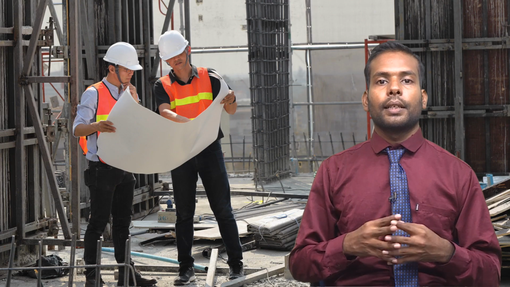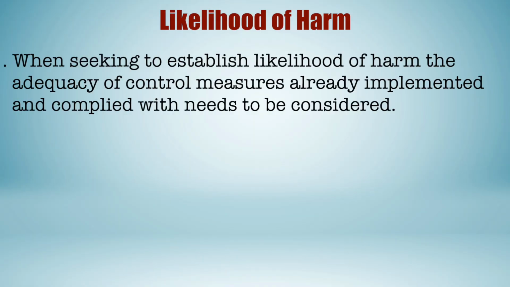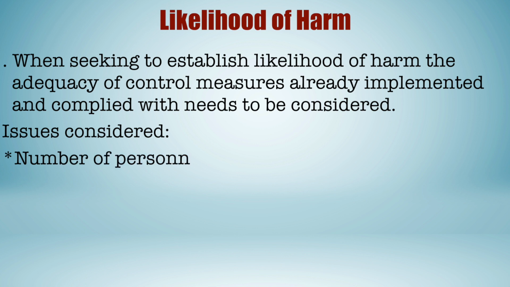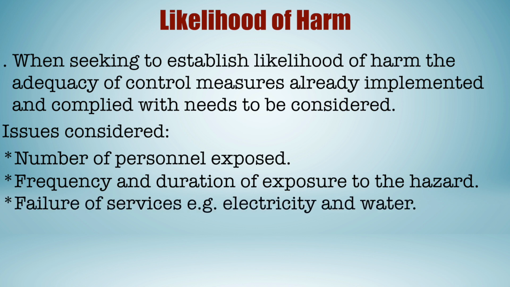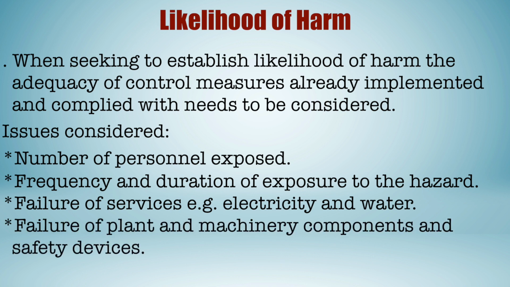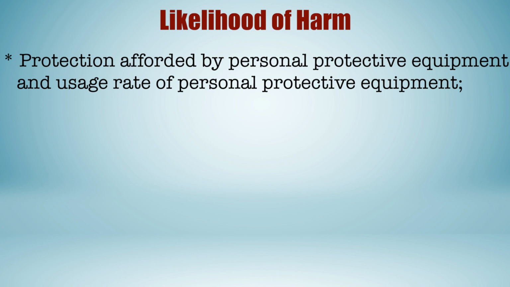Let us discuss another point, likelihood of harm. When seeking to establish likelihood of harm, the adequacy of control measures already implemented and complied with needs to be considered. Issues considered: number of personnel exposed, frequency and duration of exposure to hazards, failure of services, for example electricity and water, failure of plant and machinery components and safety devices, exposure to the elements, protection afforded by personal protective equipment and the use rate of personal protective equipment.